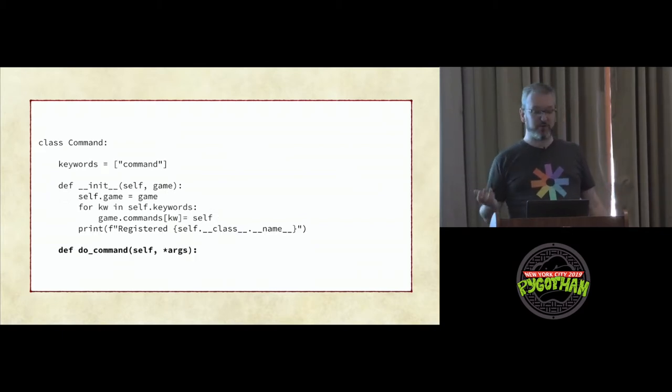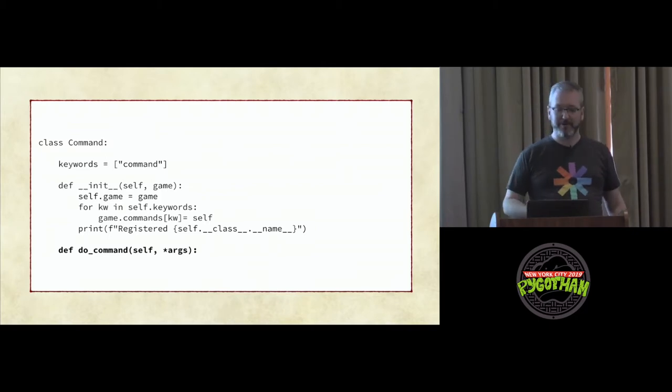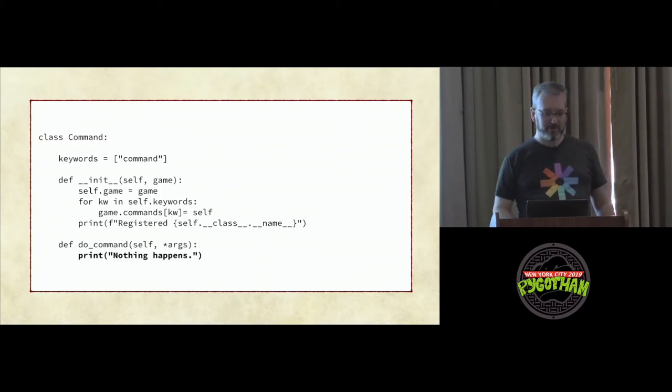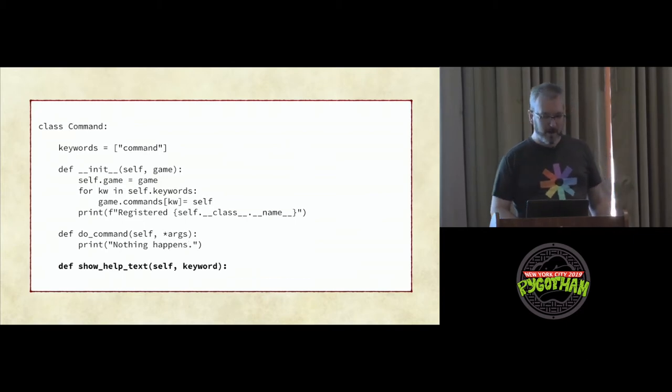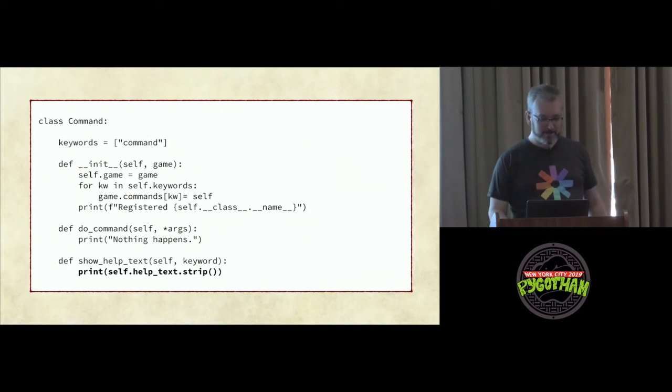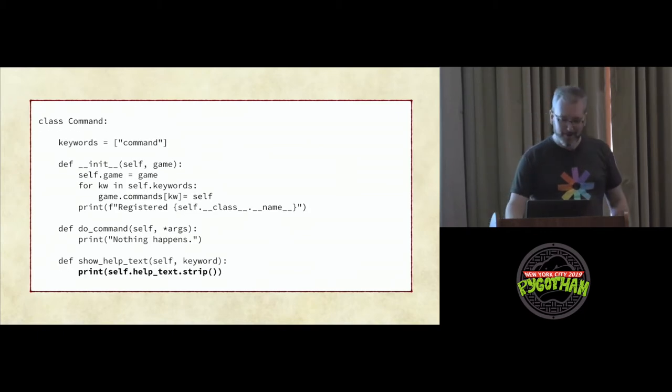We'll need a thing for it to do. So let's make a do_command function, and it'll take some arguments. And our base class shouldn't do much. And it might be nice also to add a hook for showing some interactive help text so you can remember how things work while you're playing the game. I use this a lot.